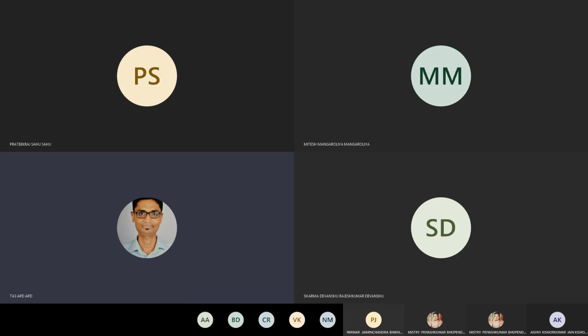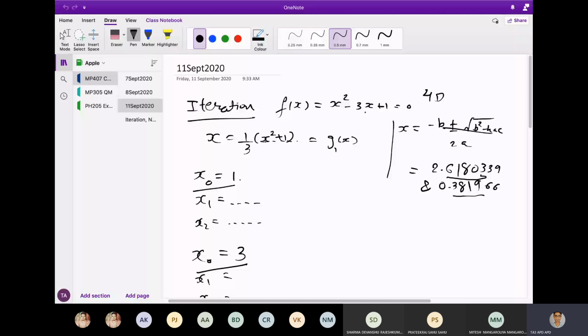Roots of this equation, and ideally we have two roots for this equation, and we can find them in many ways. By forming x equal to some function, which we call, let's say, g1(x), and then we start with an initial guess that could be the probable value, and then we keep on substituting the results of those values in the function that you obtain, and we find certain values. So I ask you to do it on your own.